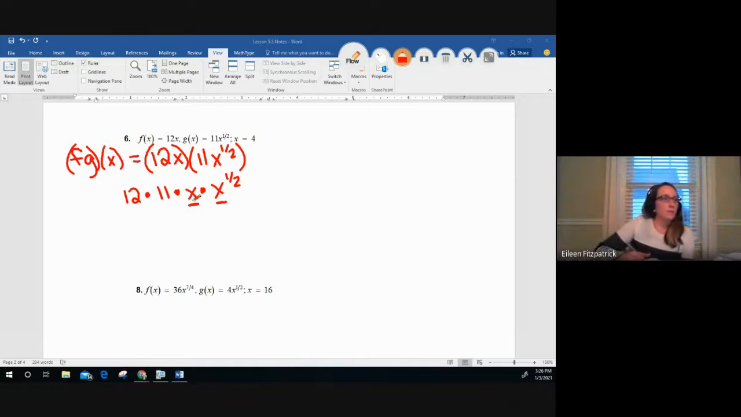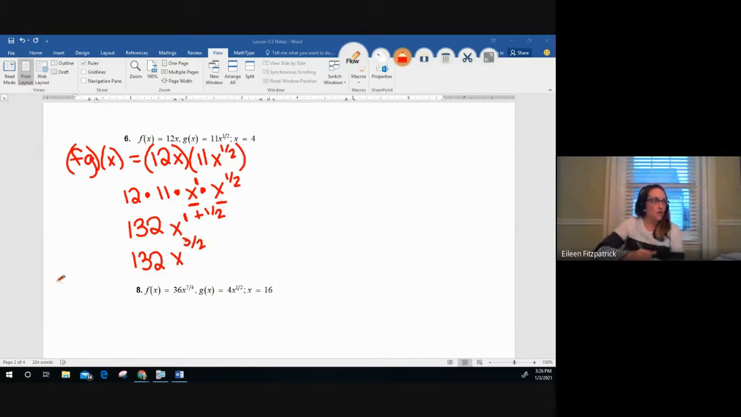Okay, so same bases here means you're going to add the exponents, and then we have to multiply. So 12 times 11 will give you 132, and then x to the 1 plus 1/2. So you have 132, and then you're going to add 1 plus 1/2, which is 1.5 or 3/2. Okay, so your f times g of x function is equal to 132 x to the 3/2.